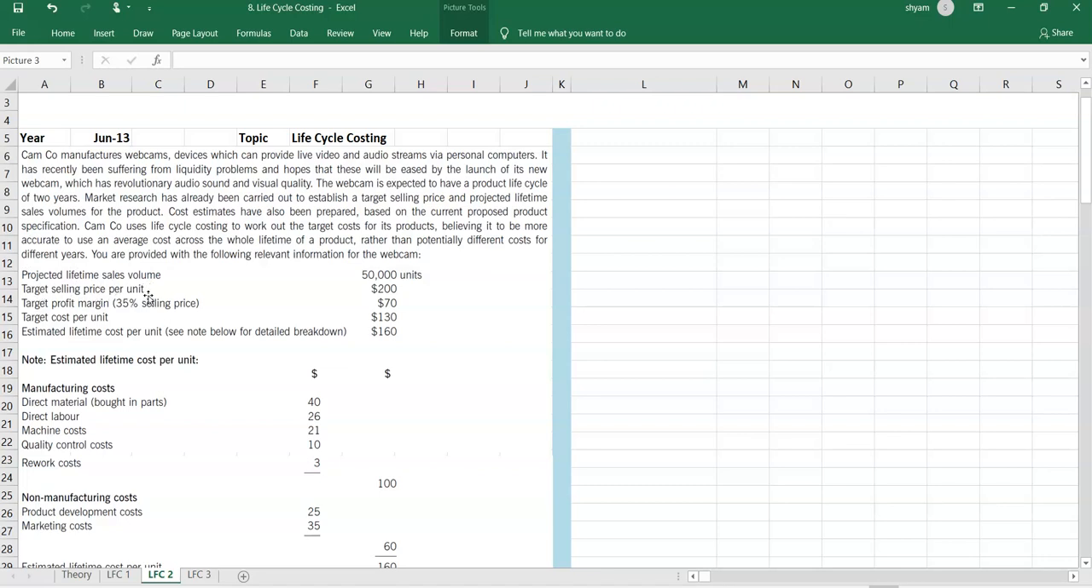Targeted selling price per unit is 200. So that is what they are trying to sell it at. Their target profit margin is 70. This is what they're aiming at.